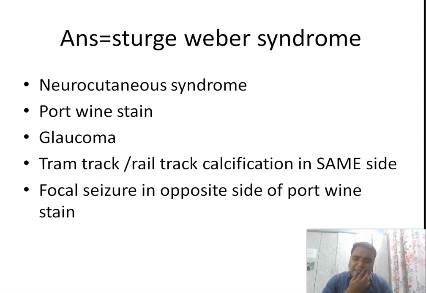And what is the clinical picture? What you will get typically in Sturge-Weber syndrome: your port-wine stain, P will persist, P for P. You can get glaucoma, and CT wise you will get tram track or rail track calcification on the same side. That is to be remembered. The side where you get the port-wine stain, on the same side you will get the calcification, and the seizure you will get on the opposite side. Definitely, if some lesion is there on that side, then on the opposite side you can get the seizure. So focal seizure on the opposite side of the port-wine stain we will get. This we have to remember.